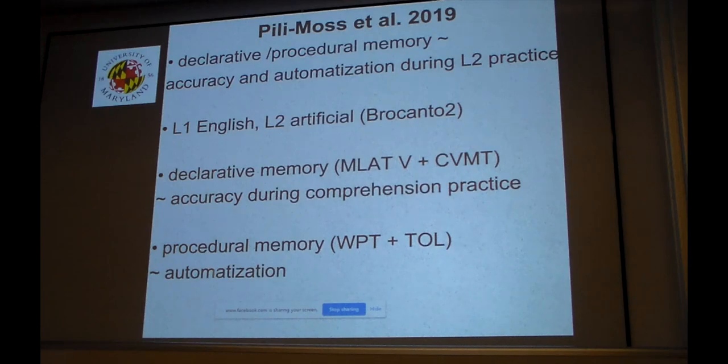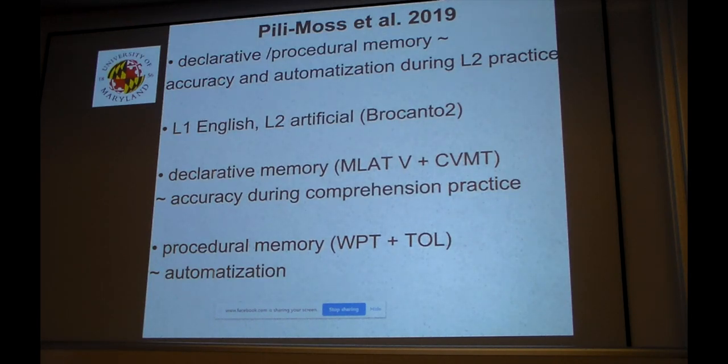They looked at declarative and procedural memory as predictors of both accuracy and automatization during second language practice. And automatization here was operationalized as the coefficient of variation, so the standard deviation divided by the mean, which people like Segalowitz have always insisted should be the norm if you want to talk about real automatization. So English was the first language, the second language was an artificial language, again coming out of the Georgetown group from years ago.